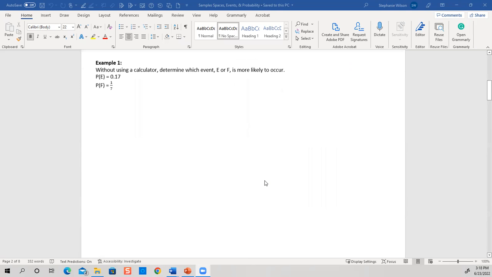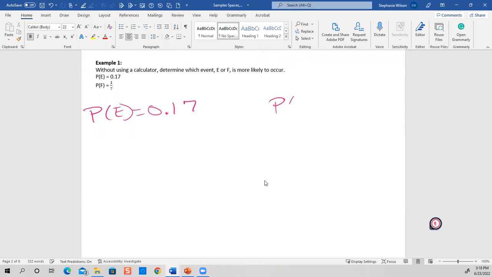Solving example 1. Without using our calculator, we're just determining if event E or event F is more likely to occur. We're basically comparing the two events. If you notice, event E is in decimal form already, and event F is in fraction form. Some people know by looking at the fraction, but if you're not seeing it, we can do long division. The bottom number, which is the denominator, goes on the outside, and the numerator, which is the top number, goes on the inside.